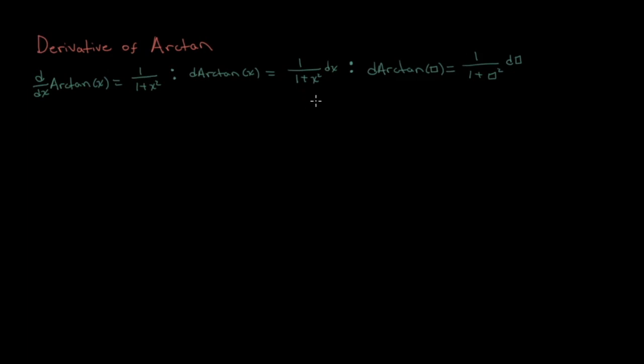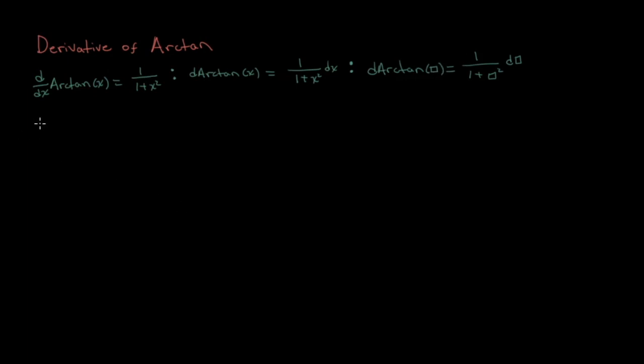Perhaps an even better way of looking at it is the derivative of the arctangent of some argument, it could be x, it could be y, it could be x squared, is equal to 1 over 1 plus whatever this argument is squared times the derivative of that argument. So let's demonstrate that by doing an example here.